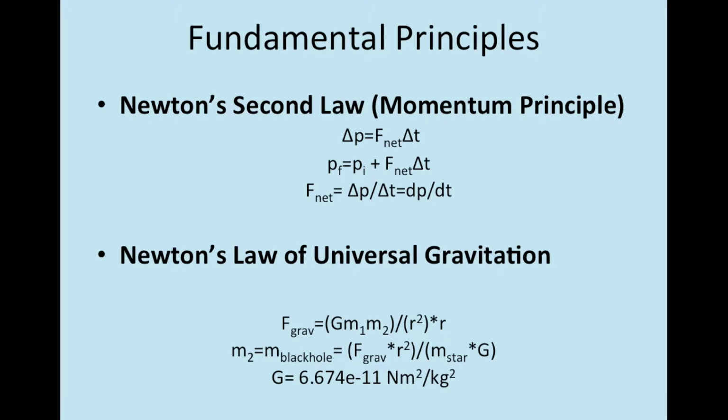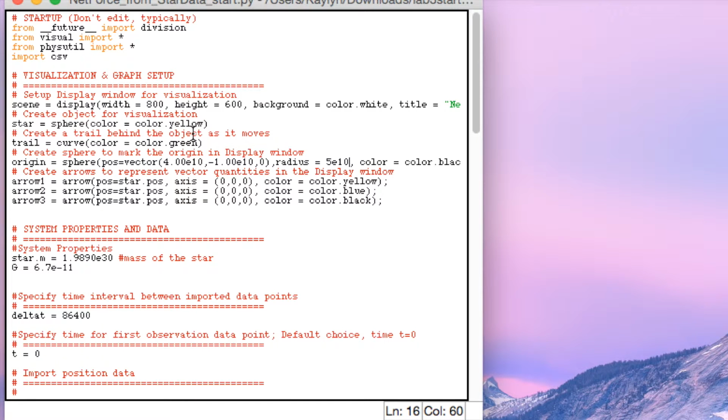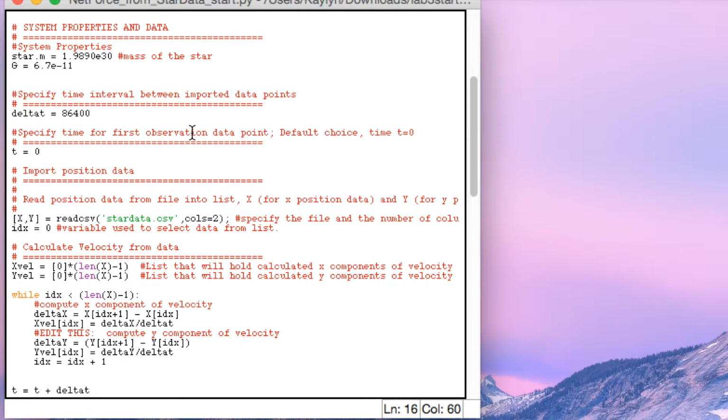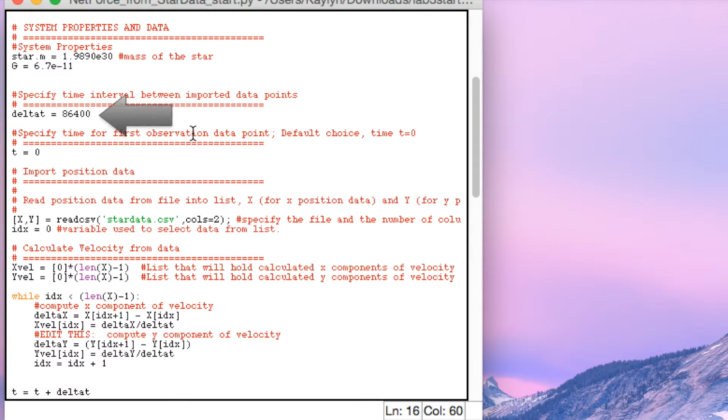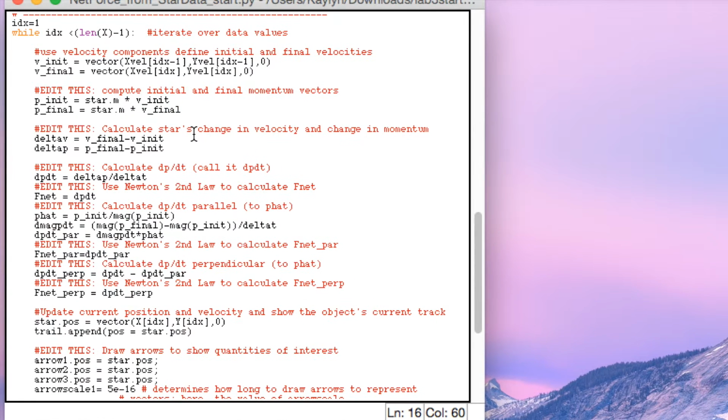Furthermore, we know from the momentum principle that dp/dt is equal to the net force acting on the system. These principles will be represented in the code later in the video. Before applying these principles in the computational model, a few initial conditions and values had to be updated: the mass of the star, the universal gravitational constant, the time step, and the location of the black hole, which was given and is set as the origin here. Next, the assignment statement to attract the given star motion data, which is downloaded to my computer, will be read here.